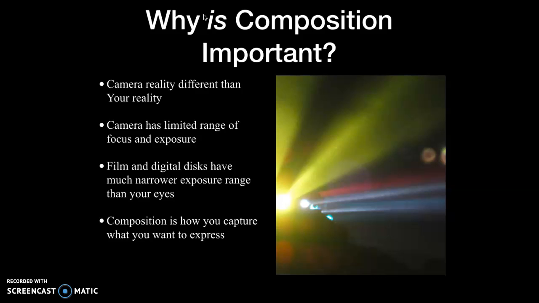Film and digital discs have much narrower exposure range than our eyes. So as I was just explaining, we can see clearly off in the distance, we can see clearly up close, and we can see both at the same time fairly well, whereas cameras don't really have that capability. They have only narrow ranges that they can focus on at a specific time. Composition, in general, is how you'll capture what you want to express.